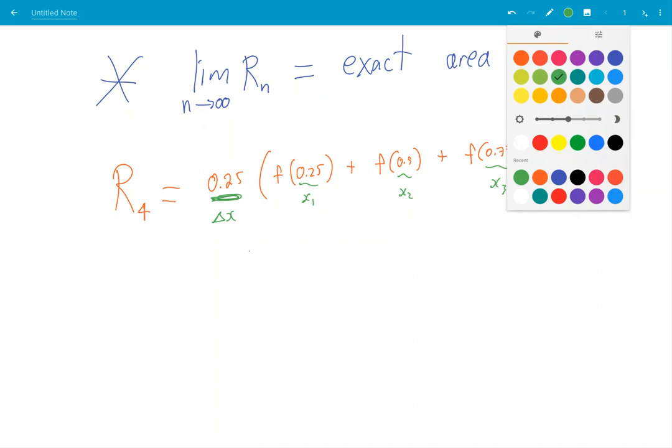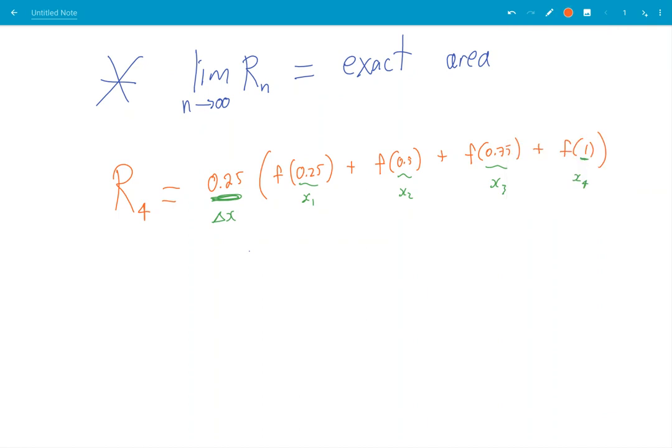So in general, you have just some random function, and n, you imagine this n here is some positive integer, 5, 6, 7, 8, 16, 32, whatever. You have delta x, and then you have f of x1 plus f of x2 plus, well, you keep on adding these things until you run out of x's, and you get that thing.